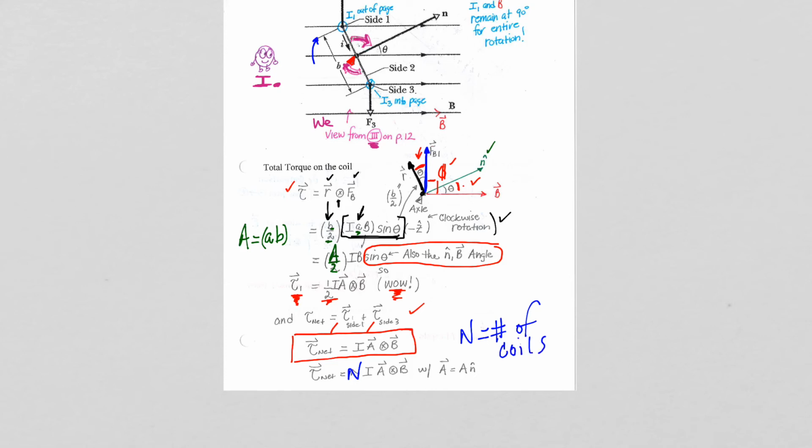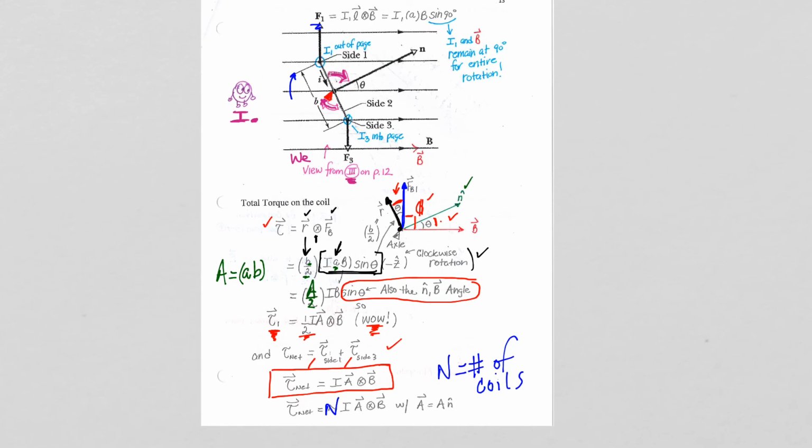Now, you definitely do not need to know the derivation of the torque equals N IA cross B, or if it's not many coils, IA cross B. But you do need to know the equation. You do need to know how to use it. You need to know that the n hat vector, based on what the torque is doing on the coil, always wants to align itself with the B field.